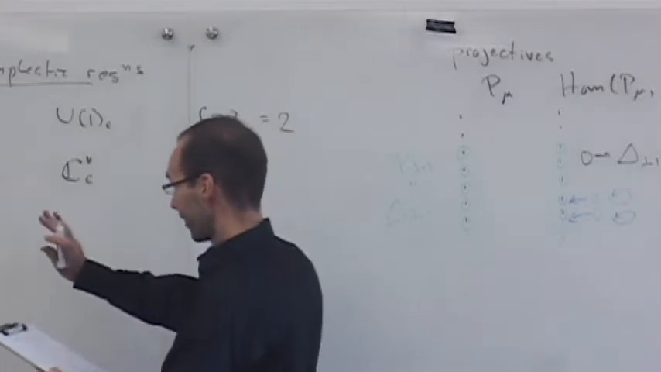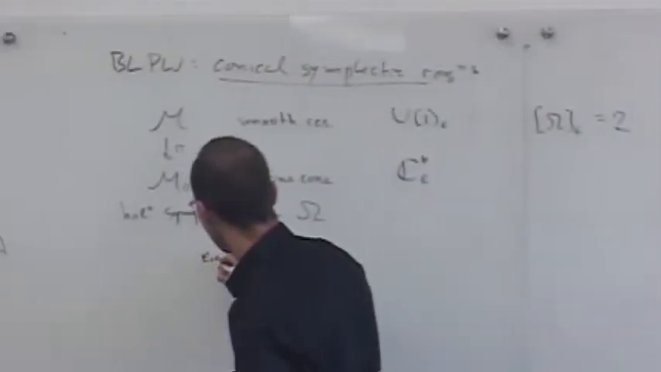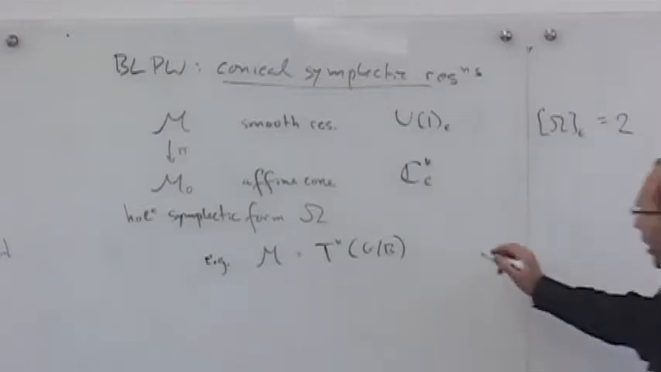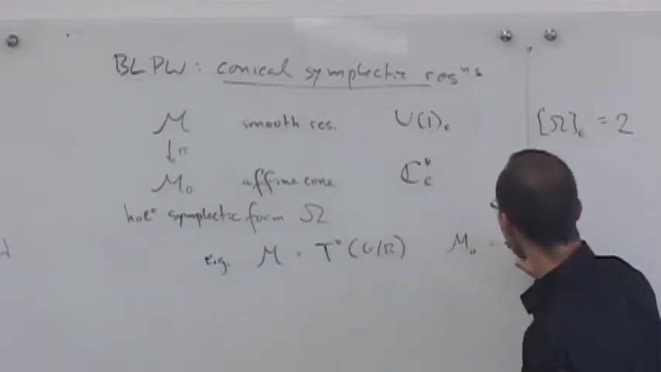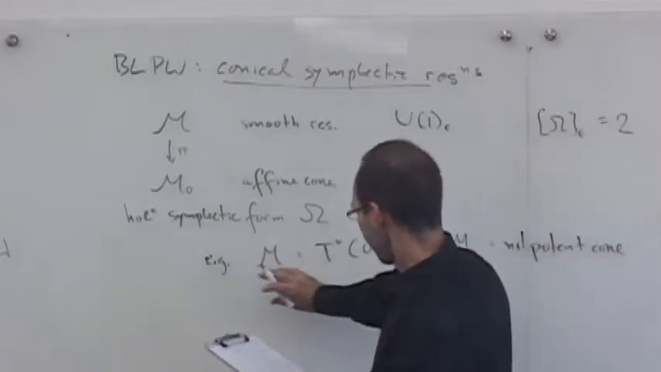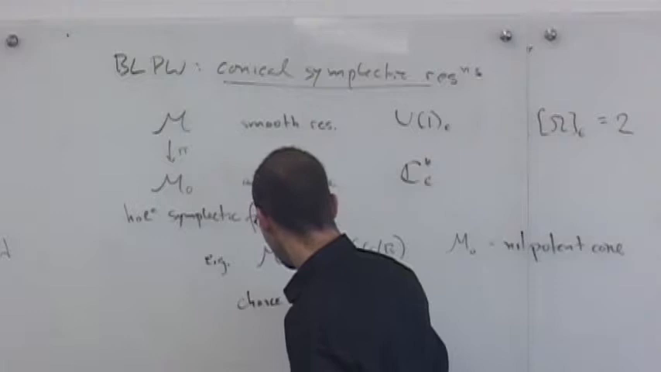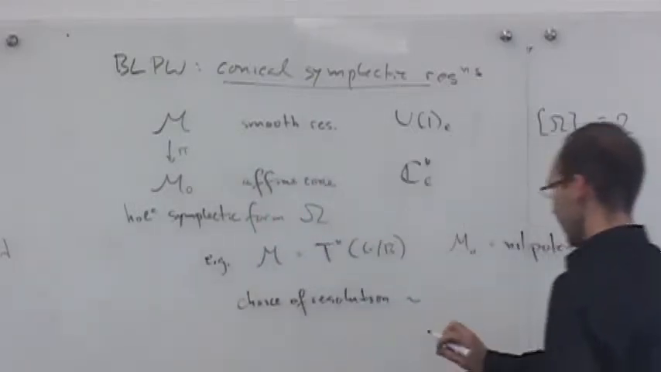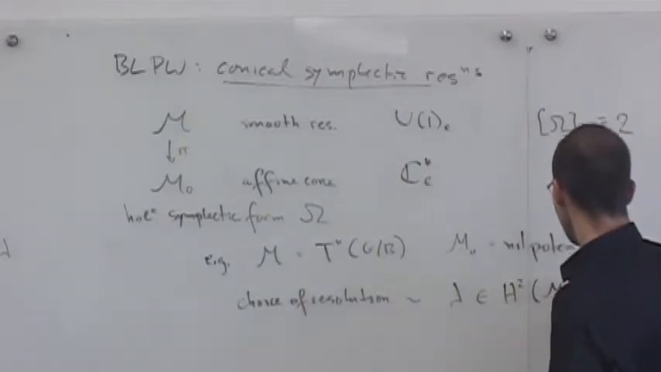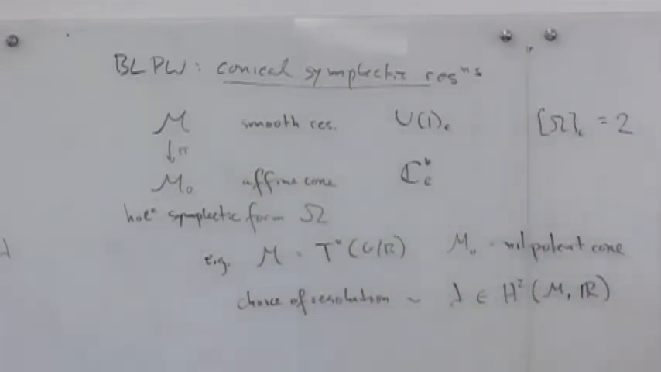OK. Now, in the BGG example, in the geometric representation theory, the relevant M to use is T star of the flag variety, and M naught is the nilpotent cone of the given group. Note that a choice of resolution is related to a choice of class in H2 of M with real coefficients, which, if this is a hyperkähler resolution, is the Kähler class of the manifold M.